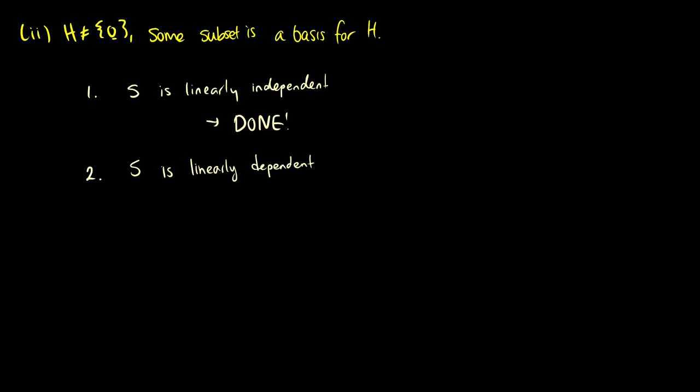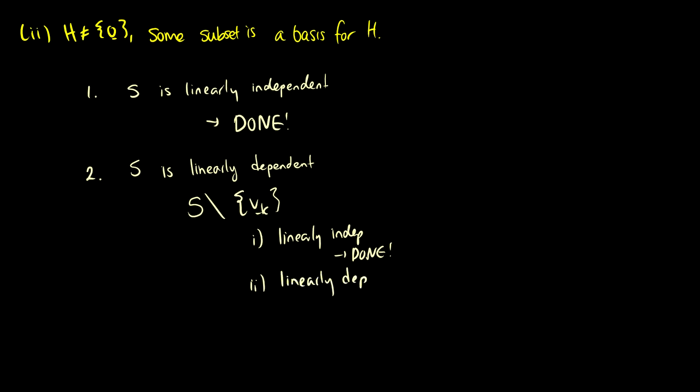Okay, if it is dependent, then we can rewrite one of the vectors as a linear combination of the others. So we're just going to take S and remove that vector vk. And now there's two conditions. One, if it's now linearly independent, we're done. So that's good. Two, once we remove the vector, if it's still linearly dependent, then what we do is just repeat the process, and we keep going until it becomes linearly independent.